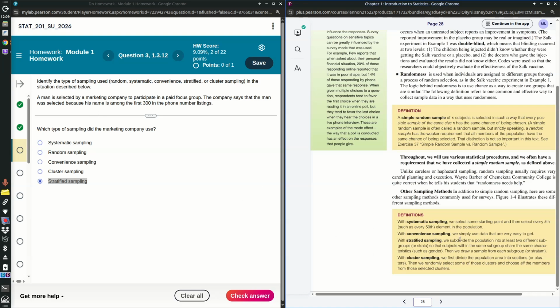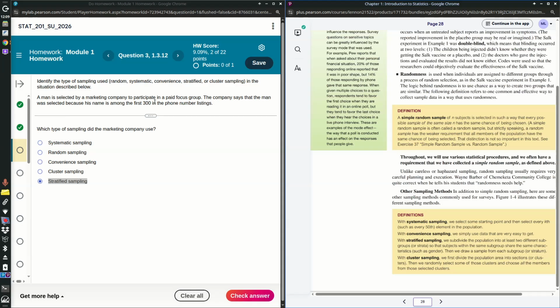So stratified, we're subdividing the population into different subgroups with similar characteristics, and then we draw a sample from each. With clusters, we're choosing all the members from specific clusters. Okay, so that's the difference, but still you're dividing the population in both of these types.